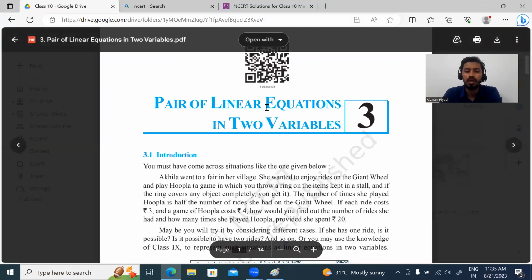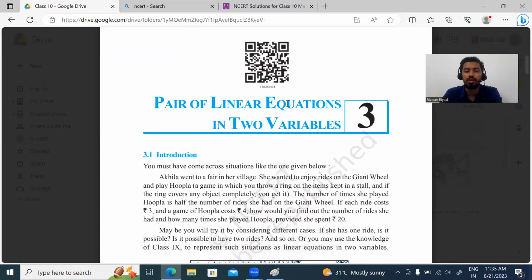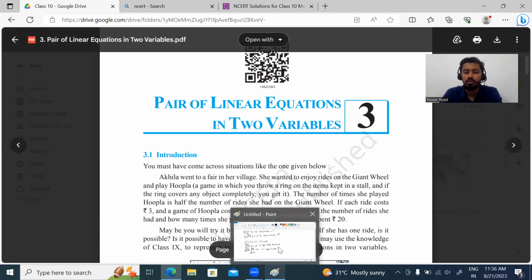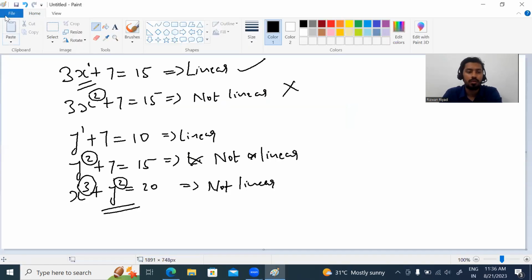Now let's come back to our name again. We discussed equation, we discussed linear equations, then linear equations in two variables. After that we will move to the pair. Now let's discuss linear equations in two variables. For that, let me open it.